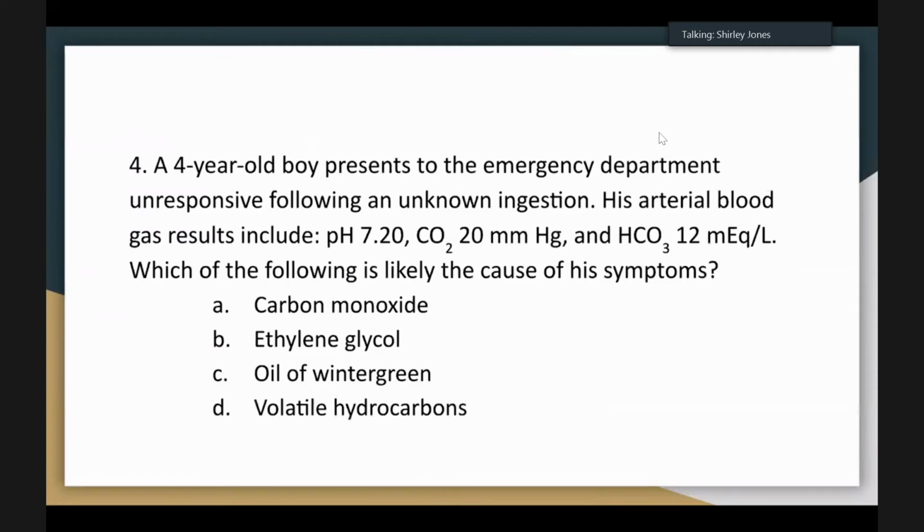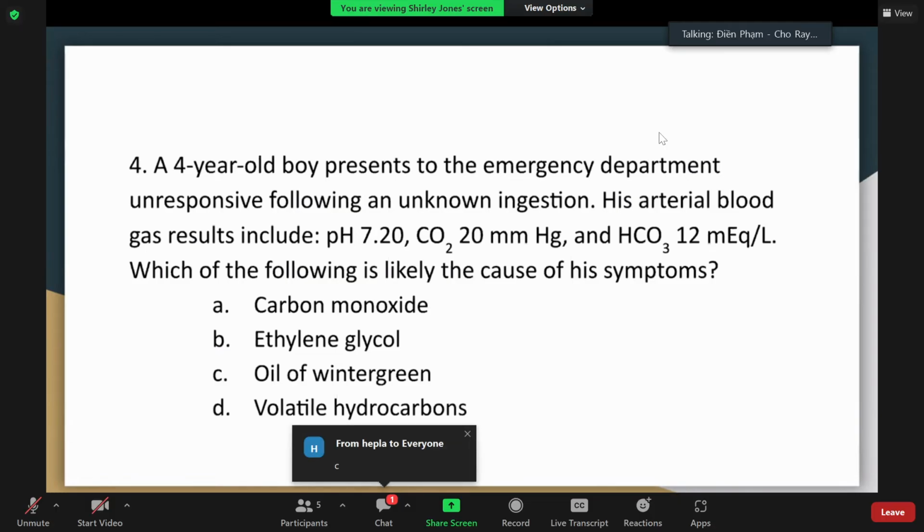All right. A 4-year-old boy presents to the emergency department unresponsive following an unknown ingestion. His arterial blood gas results include pH 7.2, CO2 20, and bicarb of 12. Which of the following is likely the cause of his symptoms? Let's see. Maybe C. Yeah.